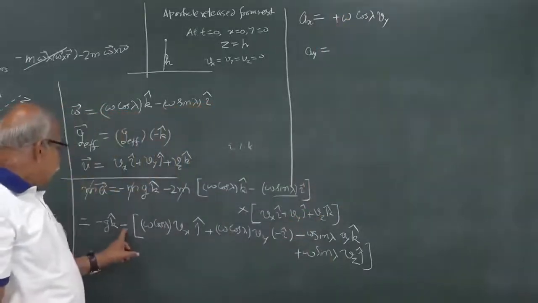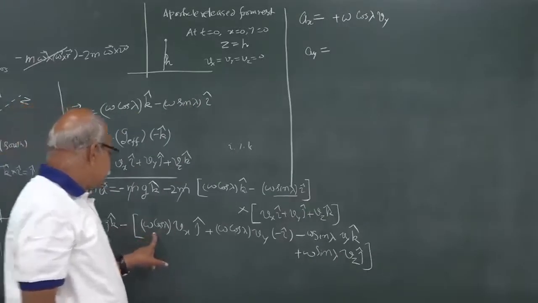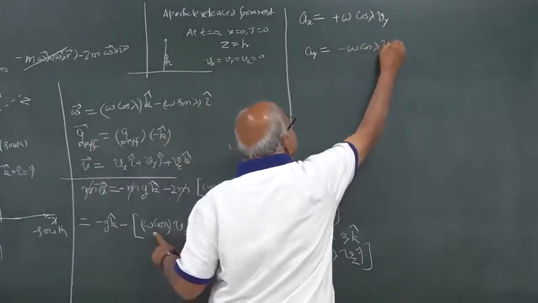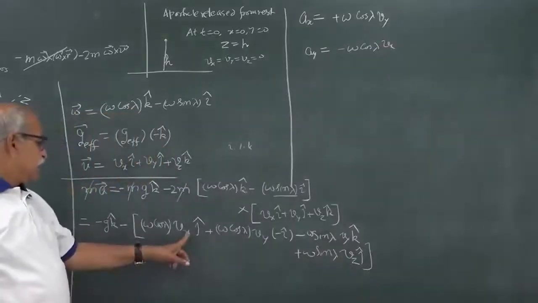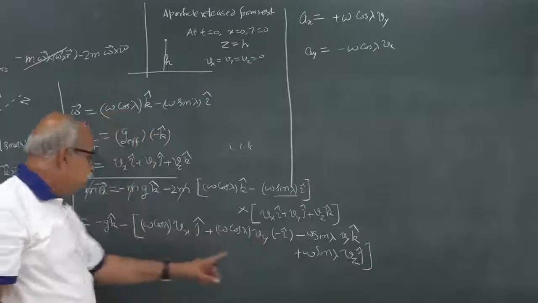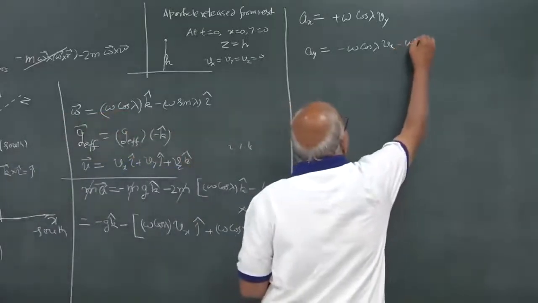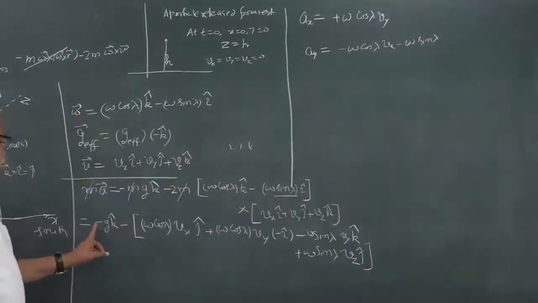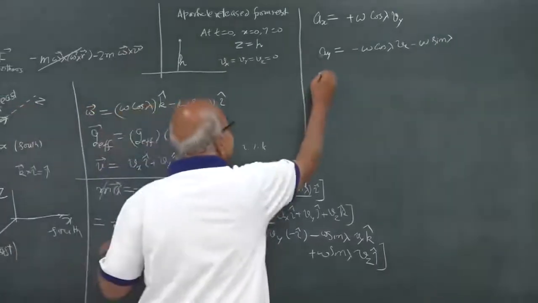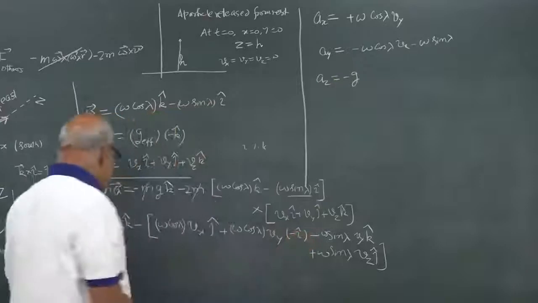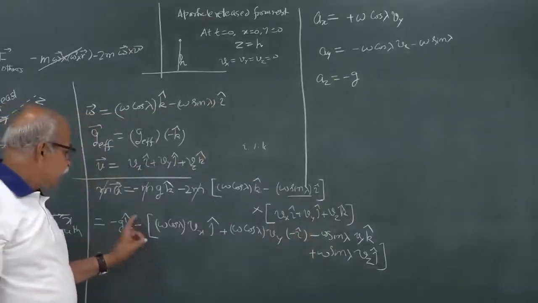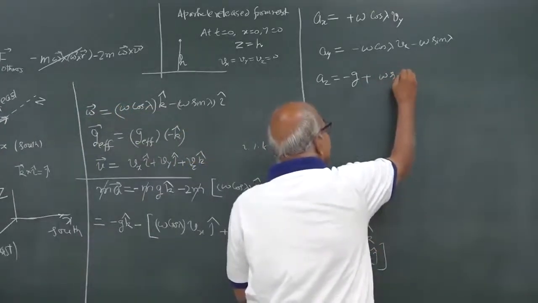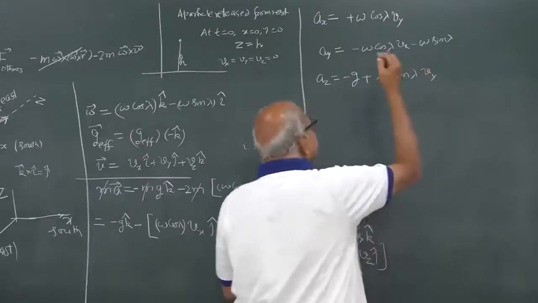So, minus omega cos lambda Vx, j cap. I am looking for j cap, here is j cap, and then here is j cap, minus omega sin lambda, that is j cap. And k cap is minus g, so Az is equal to minus g. And then k cap, I have to search minus here and minus here, plus omega sin lambda, and then Vy. That is it.